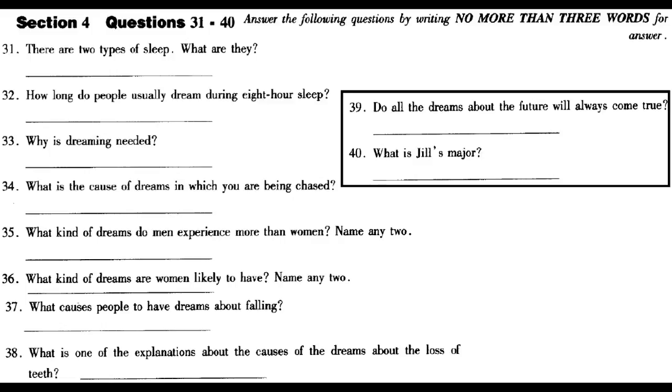Now turn to section 4. Section 4. In this section, you will hear a conversation between Fred and Liz. They are talking about sleep and dreams. As you listen, answer the questions by writing no more than 3 words for each answer. First, you will have some time to look at questions 31 to 40.